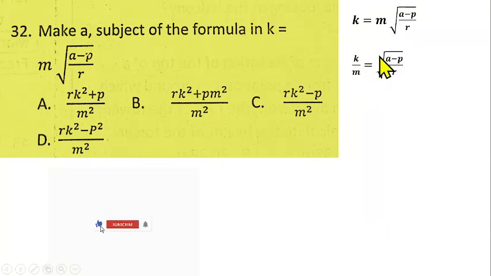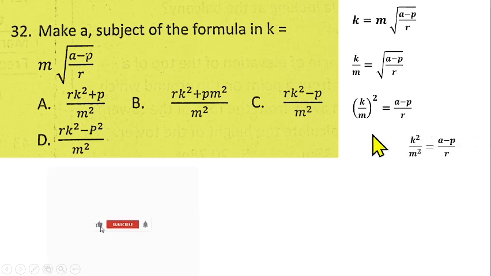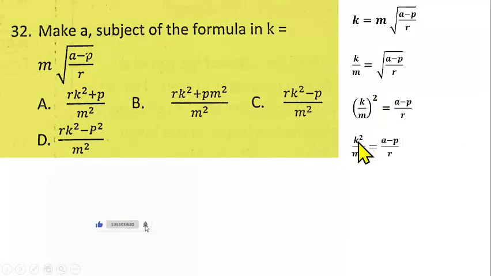Then we need to get rid of the square root. How do we get rid of the square root? By squaring both sides. So if you square both sides, you'll be having k over m squared equals, if you square this, that will take care of the square root. So you'll be having a minus p over r. If you simplify that further, that is going to give us k squared over m squared equals this. You can cross multiply from there. You'll be having r multiplied by k squared. So you'll be having r k squared over m squared equals a minus p.